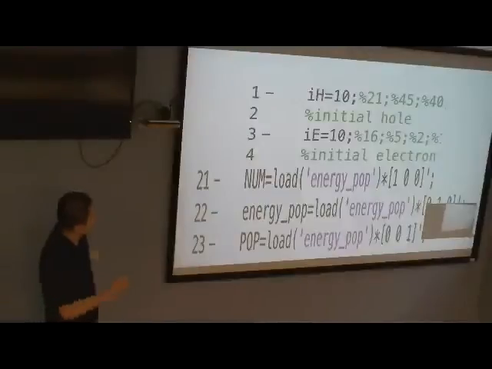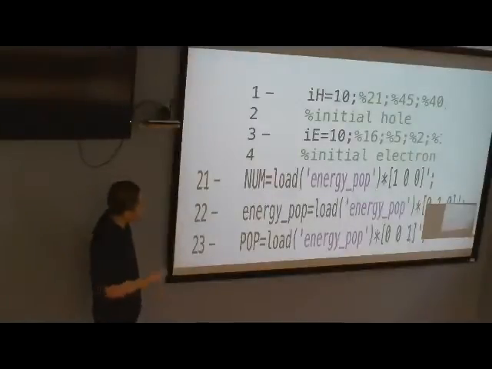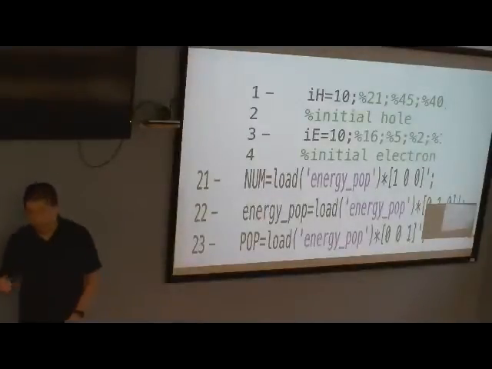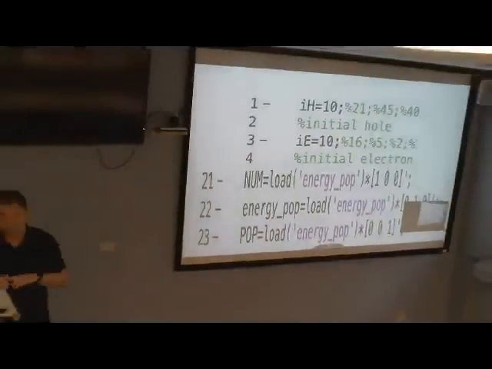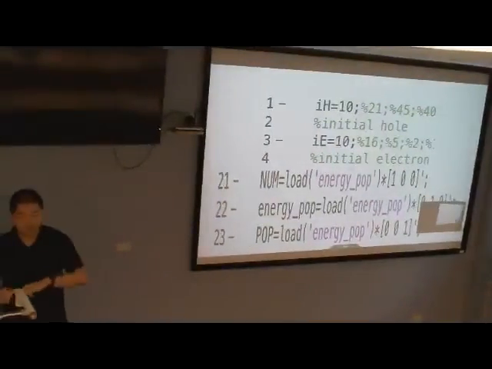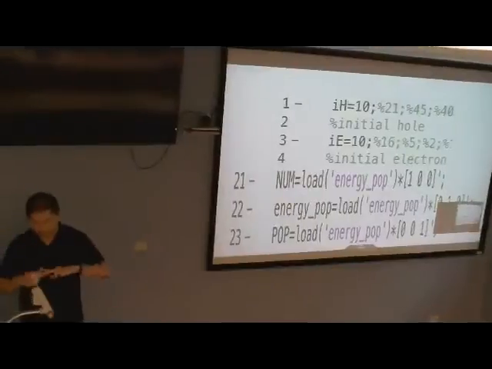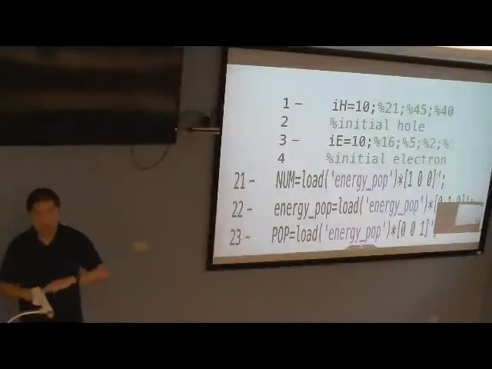Okay, so next we take a look at the MATLAB code. Basically in this code we want to get three main outcomes. The first one is the evolution of orbital occupation as a function of time. The second is charge distribution as a function of energy. The third is charge distribution as a function of space.